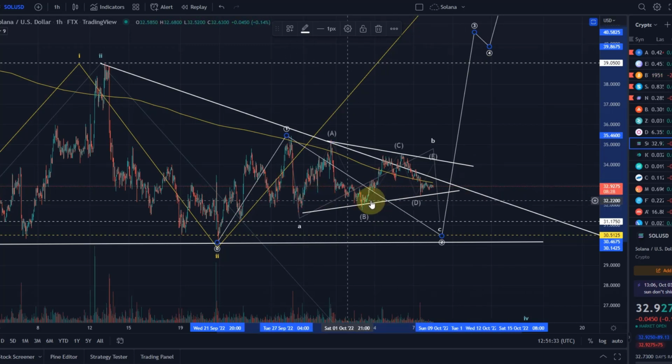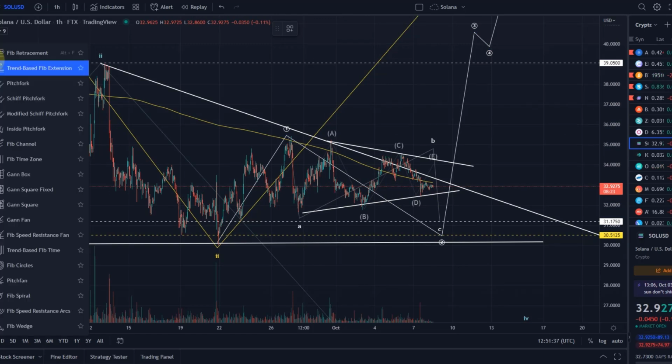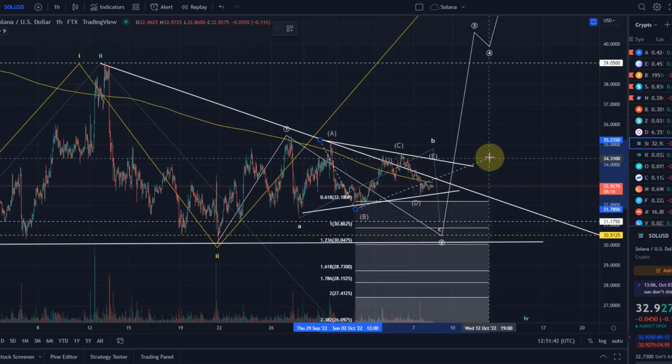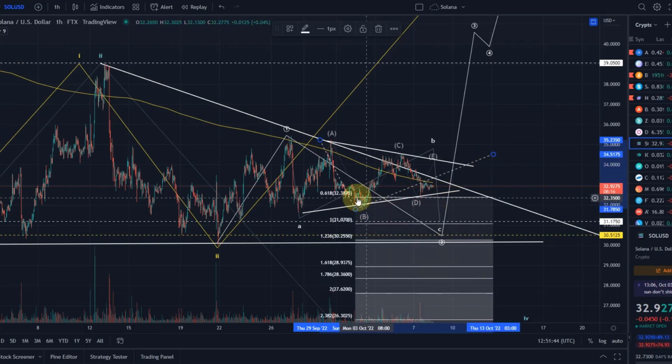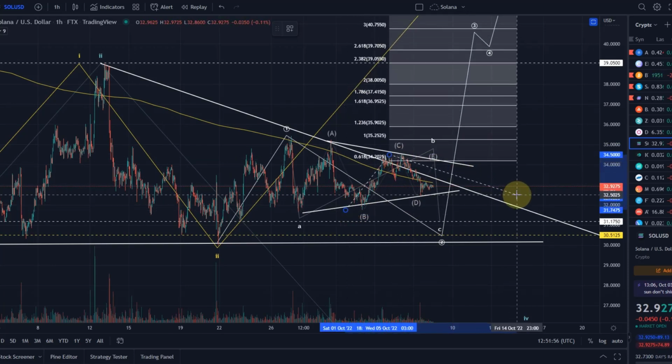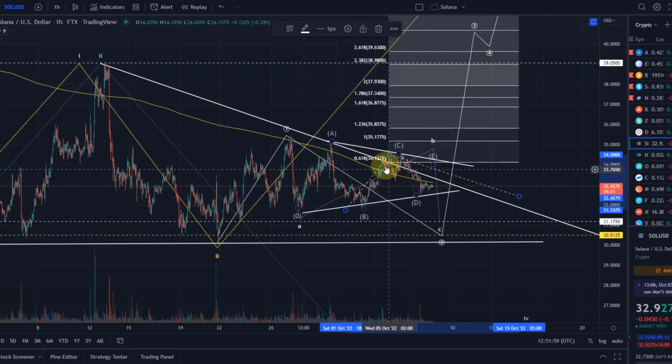So that is the lower level wave count, where I think we hit the target for wave D quite well. We calculated that by taking the length of the wave B, and you can see we reached perfectly the 61.8 fib extension of that. And now we can use the same method to calculate the wave E target. Here we take the length of the wave C and do the same thing. And here an ideal target for the wave E would be around $34.12.